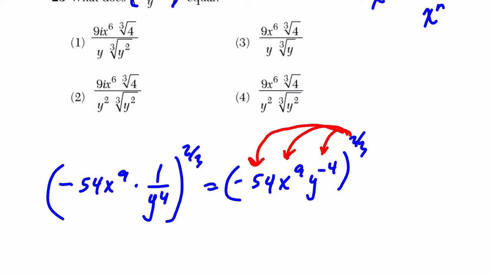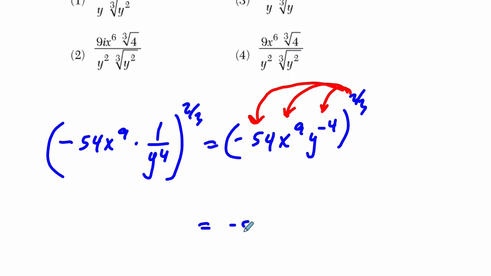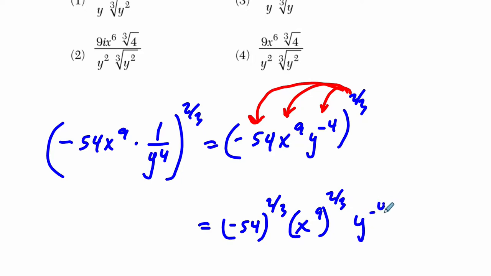How do we do that? Well, first I'm just going to write it out. We have negative 54 being raised to the 2/3 power. And then we distribute to x to the ninth, that is being raised to the 2/3 power. And then y to the negative fourth, that is also being raised to the 2/3 power.